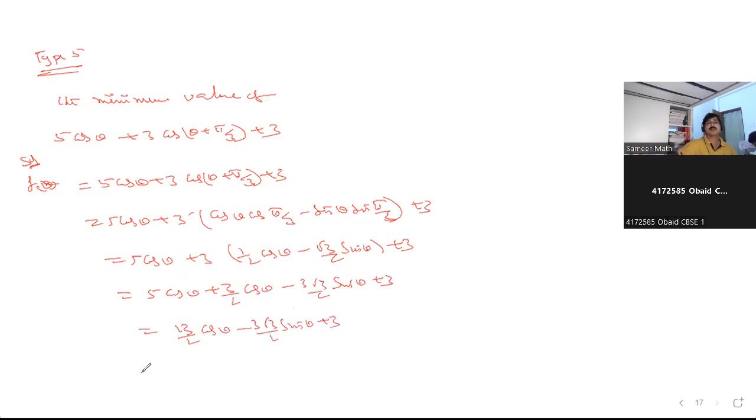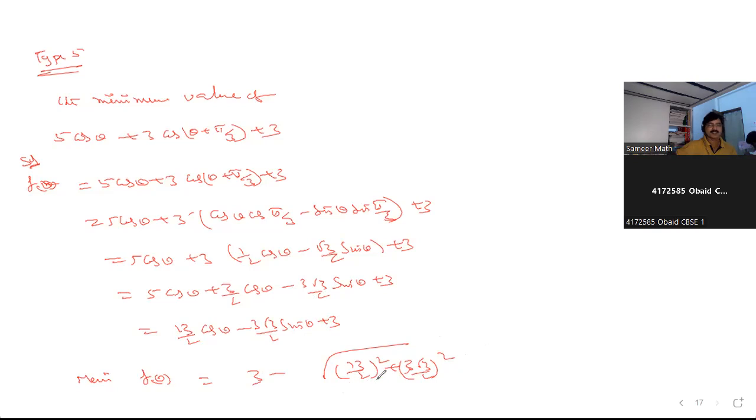So what is he asking? Minimum. Minimum of f(θ) is 3 minus under root of (13/2)² + (3√3/2)². Like this you have to write. After expanding only, we'll come to know what is going to happen. This is very, very important. So we did it now. Like this, we got the answer. Just simplify and we'll get the result. Need not worry.